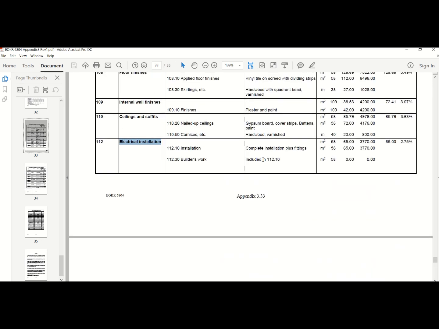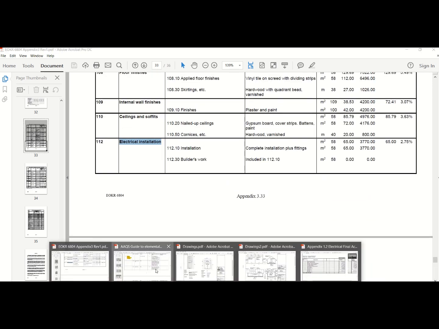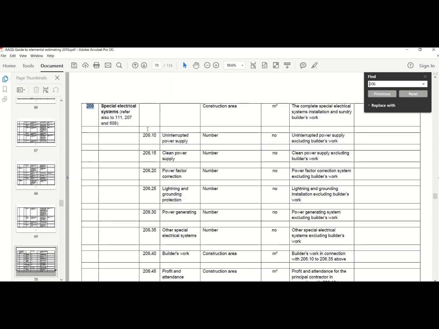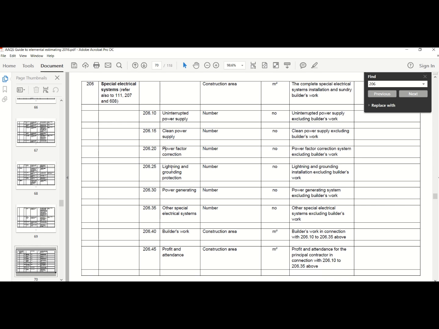I just want to go to the items that are highlighted in the guide. So you would see, please refer to 206 and 207 and 608. So let's just go to 206. So 206 is your special installations. For instance, power factor corrections, lighting and grounding protection you might add here. So some bonus points if you do add it there and not included at the top. Power generation, if you've got a power generator, you would include it there.